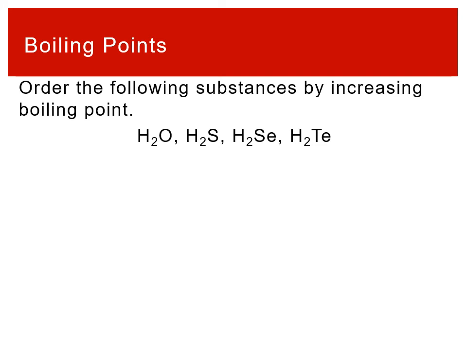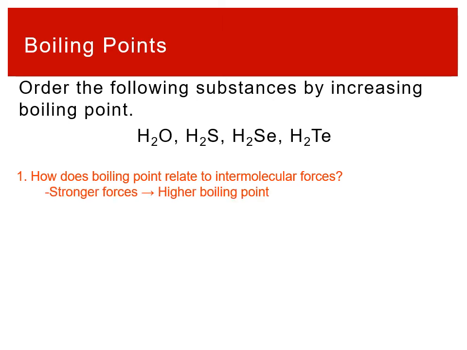So let's look at an example where we use this idea. We're going to order our substances by increasing boiling point. So I've got H2O, H2S, H2Se, and H2Te. If I want to know boiling point, whenever we're predicting the property of a bulk phase, it's going to be based on what the intermolecular forces are, what the strengths of those intermolecular forces are, and how boiling point relates to that. So we know stronger forces lead to higher boiling point. And again, I just want relative order. I want to arrange them by increasing boiling point. I don't need numbers here.